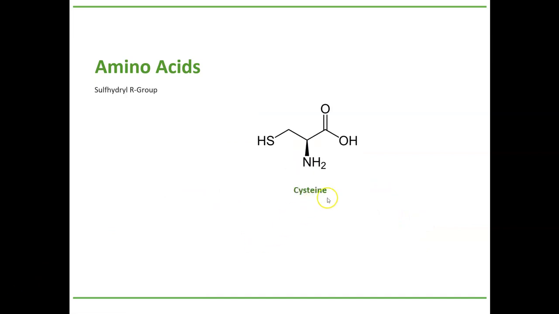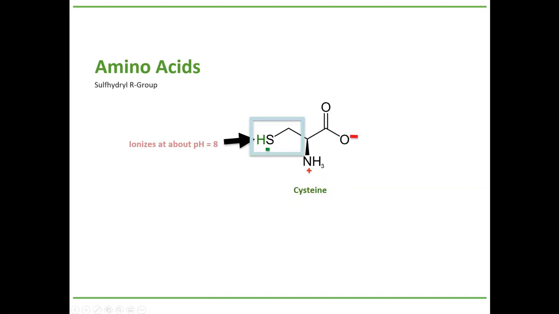conditions. This is a sulfhydryl R group. It's called cysteine, and we can see that side chain. This ionizes at about a pH of 8. So that's a little bit outside of what normal physiological pHs would be, but obviously it could happen, and we could ionize that once we get to that higher pH. Of course, the side chains are typically also going to be ionized at that point as well.